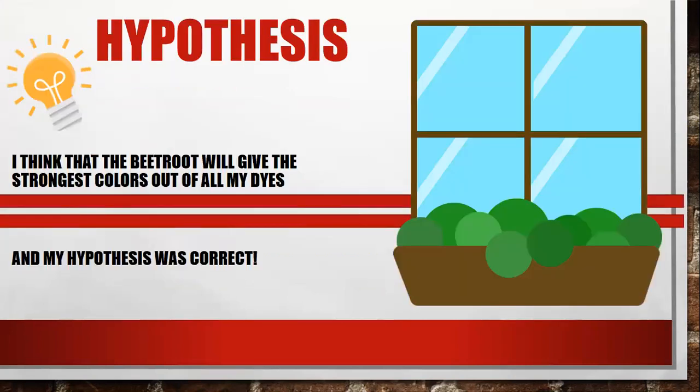So before everything, I did my hypothesis. My hypothesis was that I thought that the beetroot would give me the strongest color out of all of my dyes. And at the end of the project, it was correct.